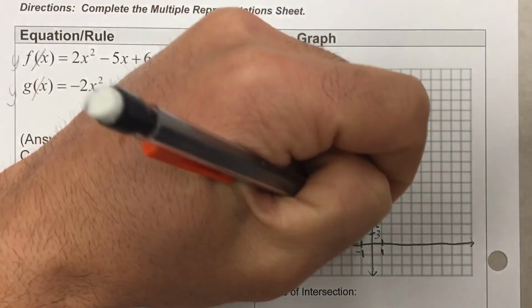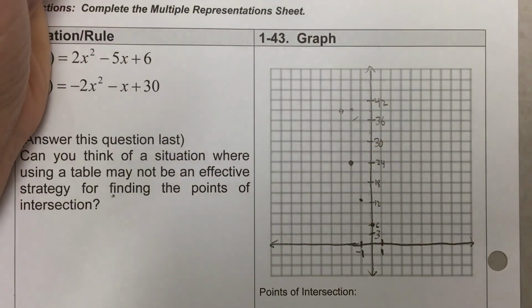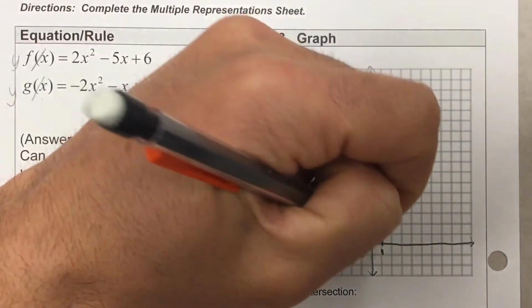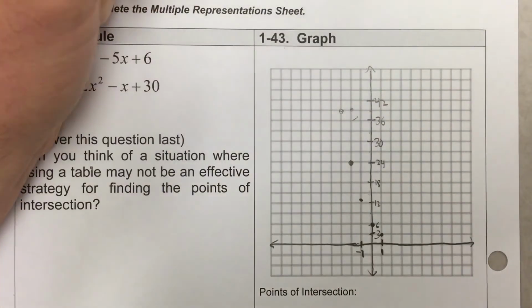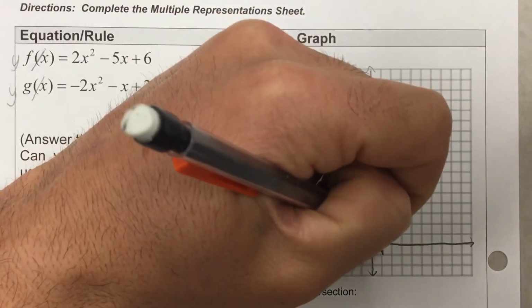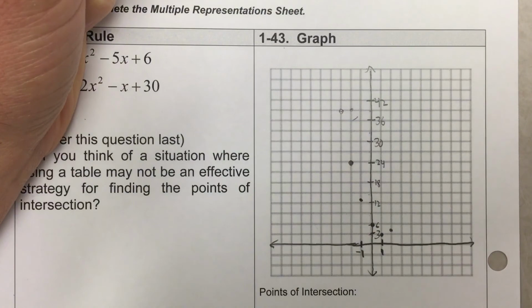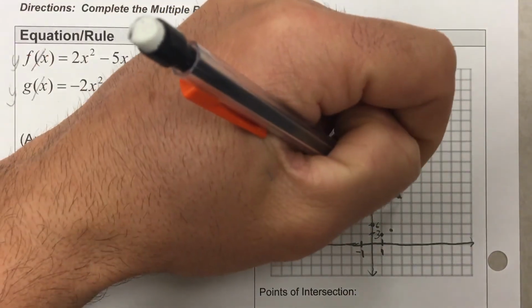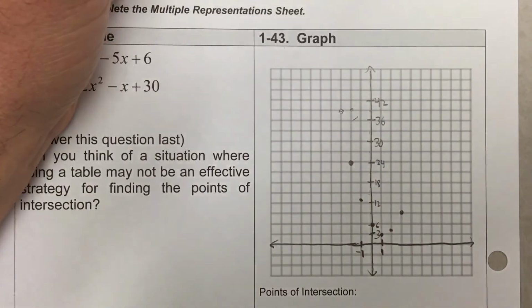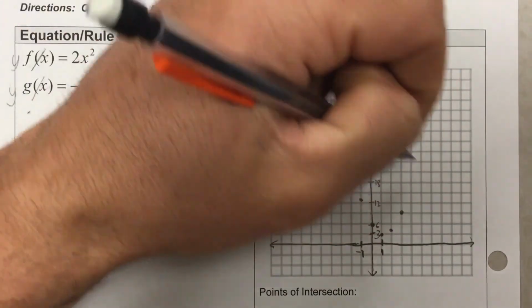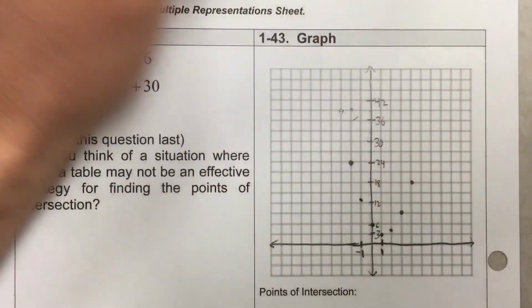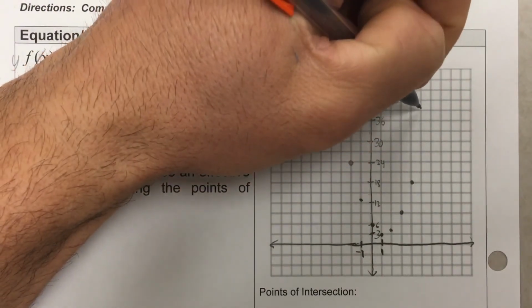0, 6. 1, 3. 2, 4. 3, 9. 4, 18. And 5 is 31.